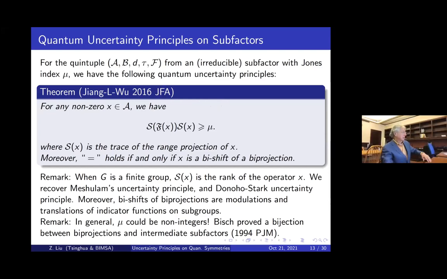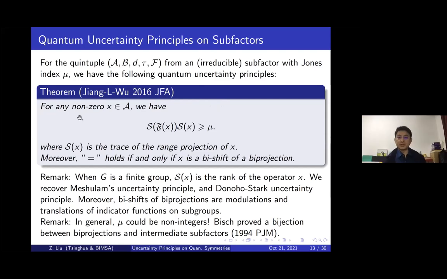Let me see. Okay, I'll go through this again quickly. From a subfactor, we have this quintuple: two algebras with traces as measures and a Fourier transform. So we can study Fourier analysis in a very natural way. And we have this uncertainty principle, saying the support of the operator multiplied by the support of its Fourier transform has a lower bound. Similar to the original one, but the lower bound here becomes the order of this quantum group, the Jones index. It doesn't have to be an integer.